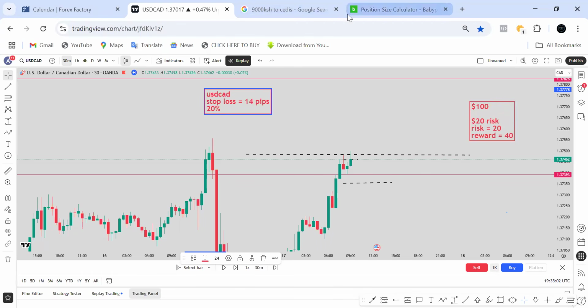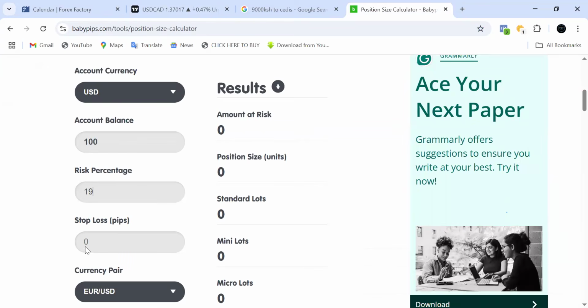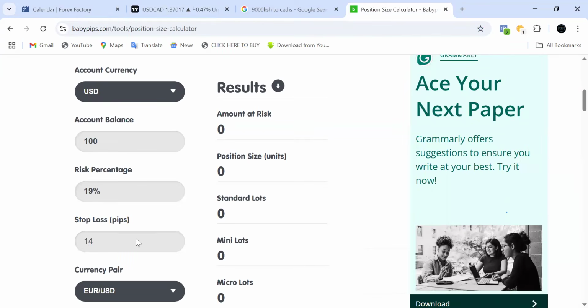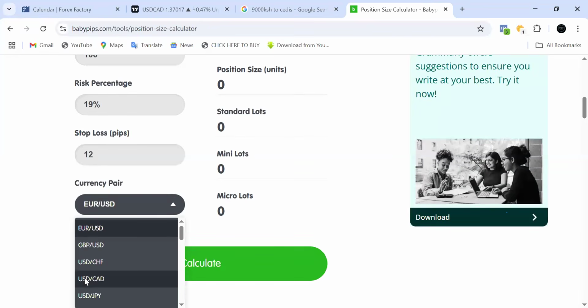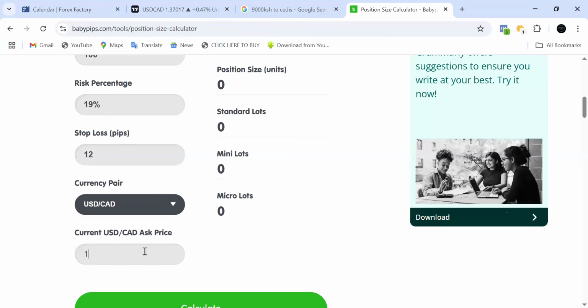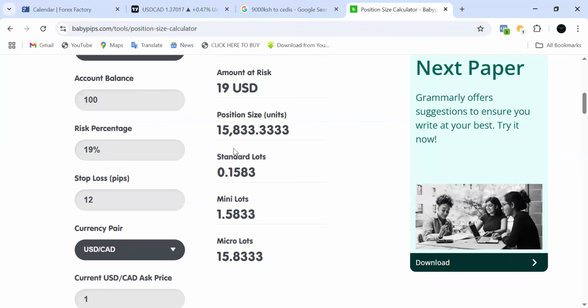You get it? So 20%. So I'm risking 20%. Your stop loss is 14. What I'm doing is going to help me know the lot size I'll be using. The instrument is USD CAD. Maybe you put one over here. So you calculate. You are going to use the standard lots.